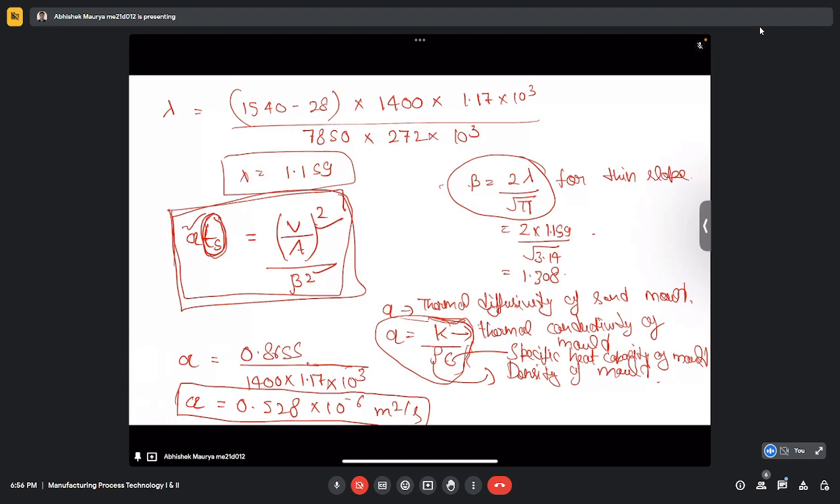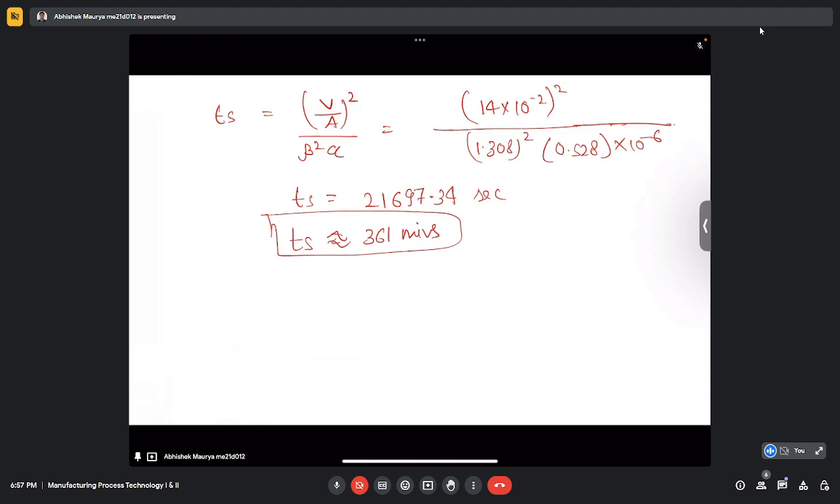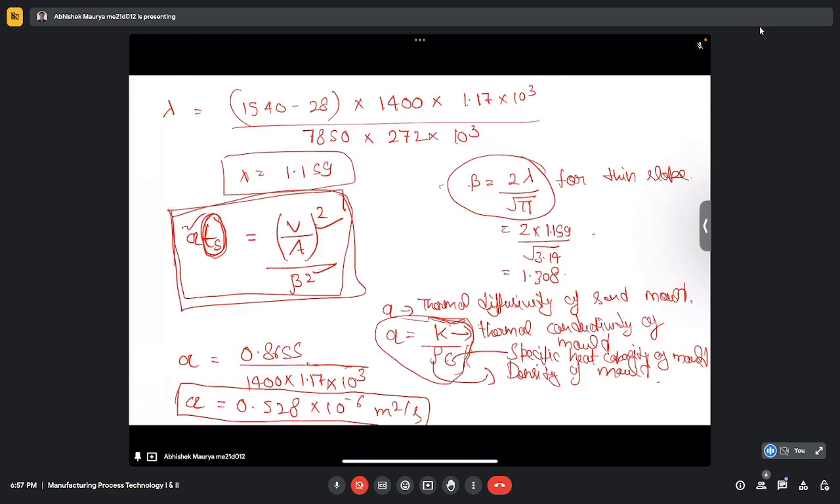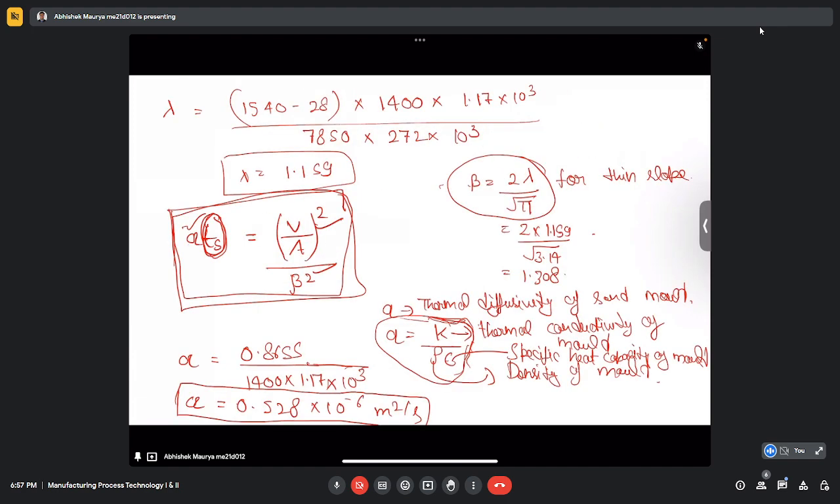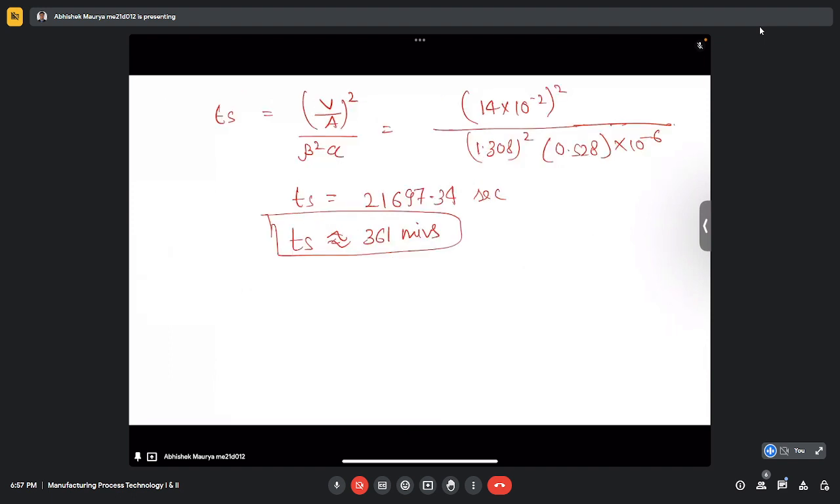Please remember, you have to put everything in SI units, then you get the answer in SI, and you can quickly convert seconds into minutes. So, are the steps clear or not? You can practice it by yourself 2-3 times, then you can do it yourself. We have to discuss many more problems, so let's quickly move to the next problem.